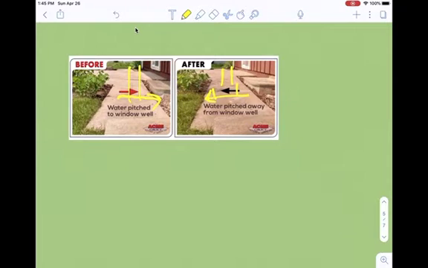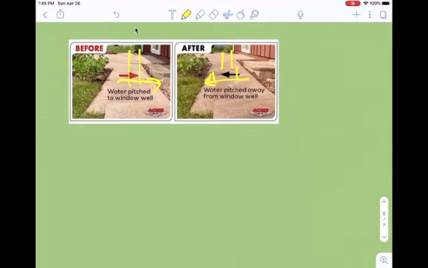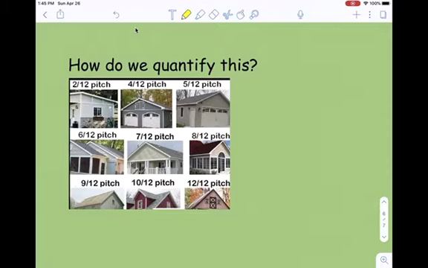But my main point is that slope is a concept that is used, and there's a way to numerically quantify it, okay? And by quantifying, I mean put numbers to it. So how do we quantify this? Well, you see here they got 2/12 pitch, 4/12 pitch, 5/12 pitch. If I look at this one right in the middle, it says 7/12 pitch. What that means, and then we're going to look at a real slope thing, is for every 12 inches that it goes this way, it goes up 7 inches.